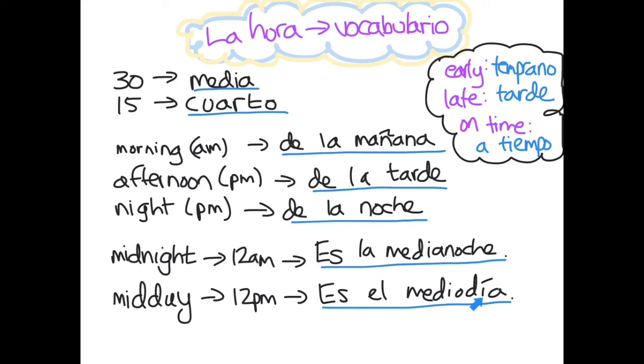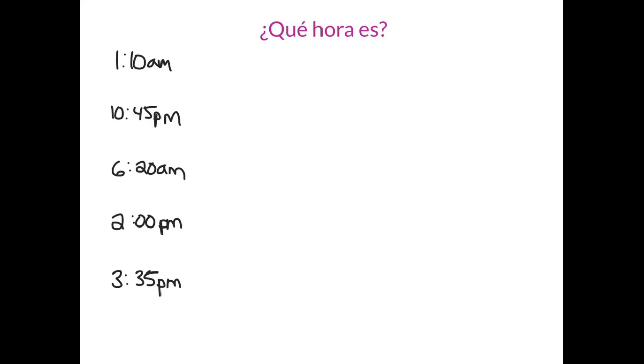Literally, it's midday. Some other helpful terms when dealing with time: early, temprano; late, tarde; on time, a tiempo. Okay, time to give this a try for yourself. ¿Qué hora es? What time is it? Write these times out as if that was the time right now. So if it's 1:10 in the morning, I want you to say, it's 1:10 in the morning. All written out as words, even the numerals. How would you do that? Pause the video. Let's give it a try.